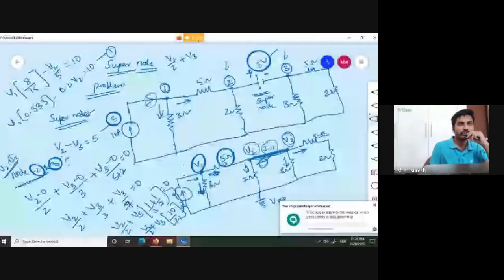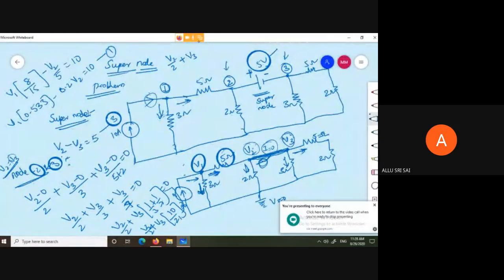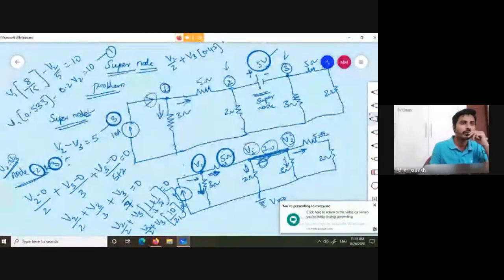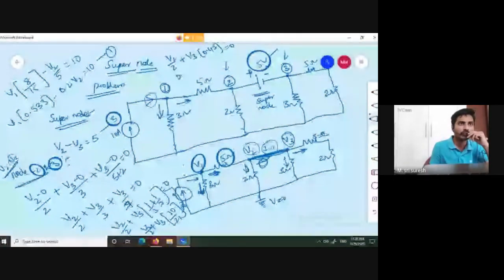So 10 by 21, what is the value? 10 by 21. 0.47, sir. 0.47 is equal to 0. So V2 by 2 is nothing but 0.5. 0.5 V2 plus V3 into 0.47 is equal to 0. Okay, this is one equation. The second equation. And we got our three equations.